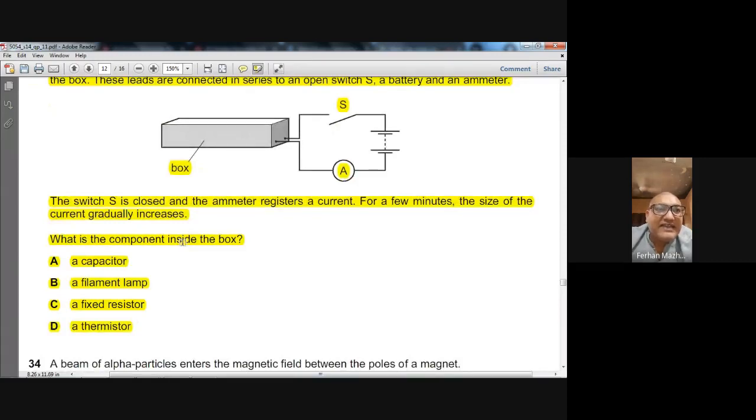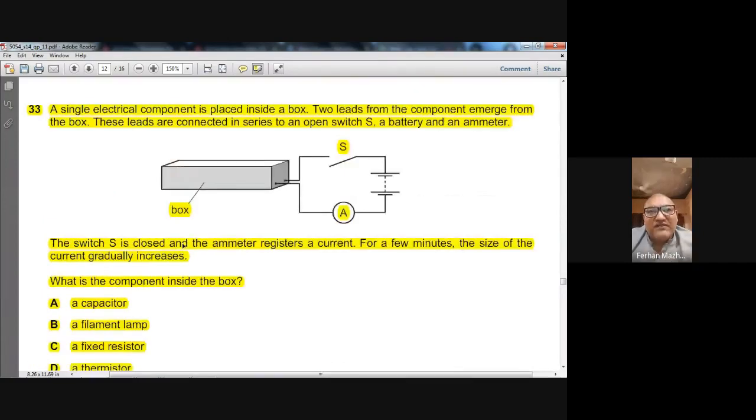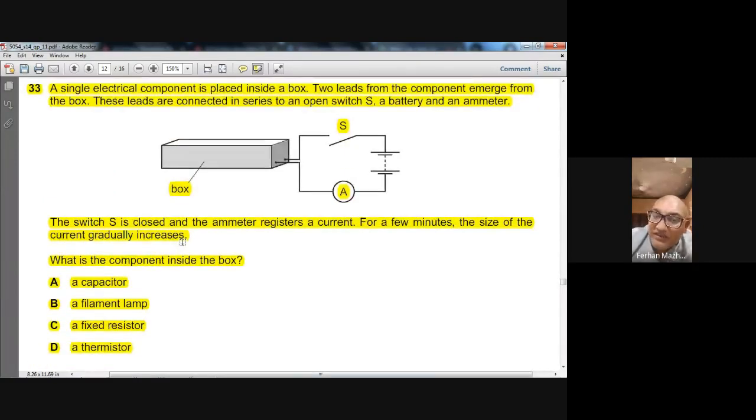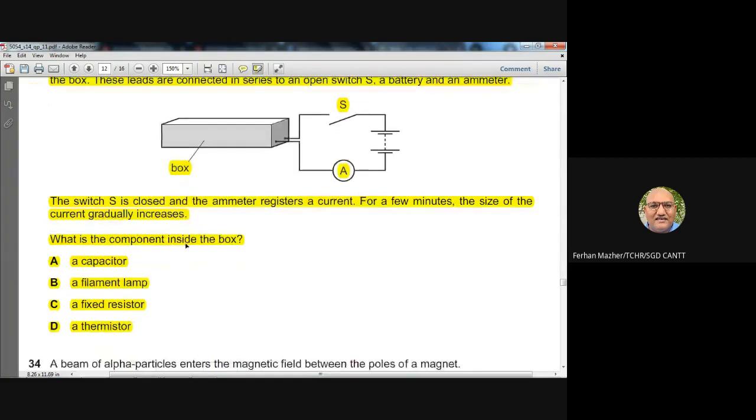D is the right answer, a thermistor. Because when current flows through the thermistor, heat is produced, and the temperature will rise. When the temperature rises, the resistance of the thermistor decreases, which means the current coming from the battery will increase, so the reading will gradually increase. So D is the choice, sir.